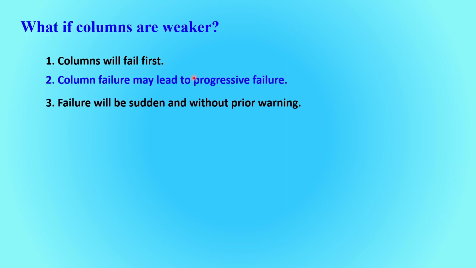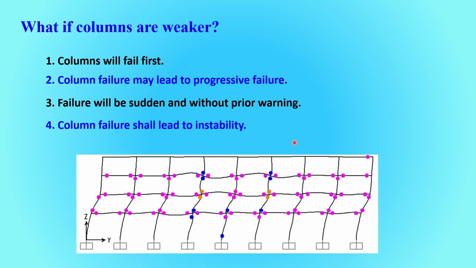This progressive failure will be sudden and without prior warning in columns, as we have seen. Column failure shall lead to instability. What is instability? Your structure may become unstable and it may collapse. This is one thing. Another thing is the instability in the analysis.